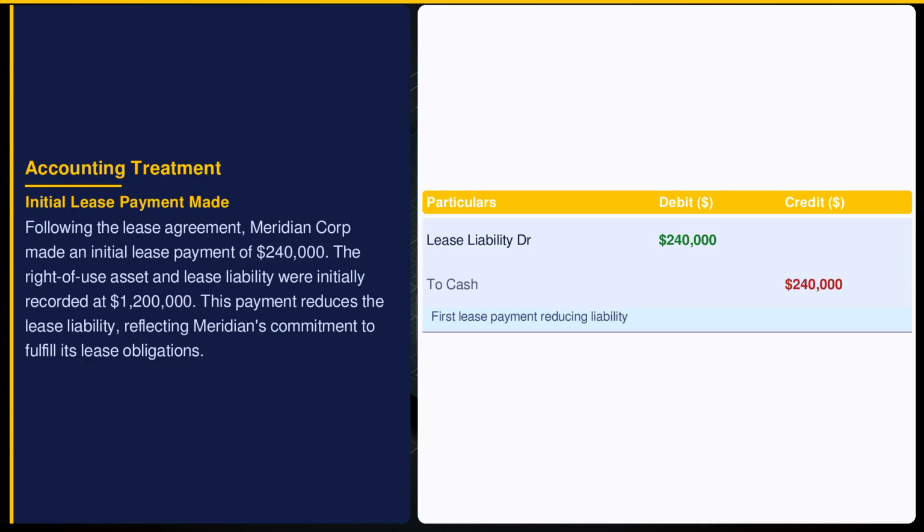Making the first lease payment reduces the lease liability, demonstrating the company's commitment to its contractual obligations. AASB 116 requires this payment to be recorded against the liability. This transaction also decreases the company's cash position, providing a real-time glimpse into liquidity management and financial health.